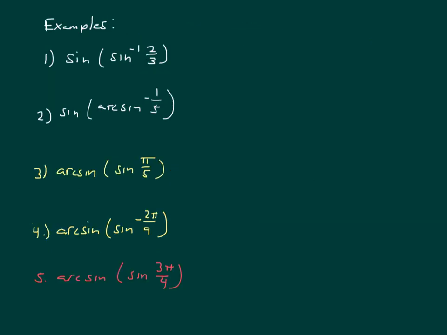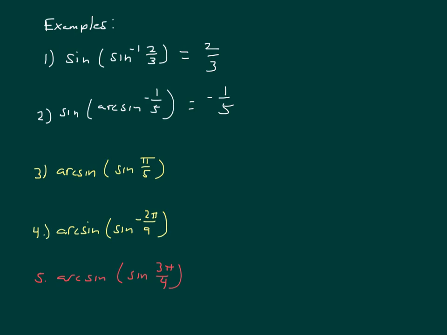Let's look at a couple examples. In the first one, the sine of the inverse sine of 2/3. Well, that one will come out to be 2/3, because the number inside the inverse sine is between negative 1 and 1. In this case, that will come out to be negative 1/5. If this number inside the inverse sine function was bigger than 1 or smaller than negative 1, then that would be undefined. You wouldn't be able to do it.